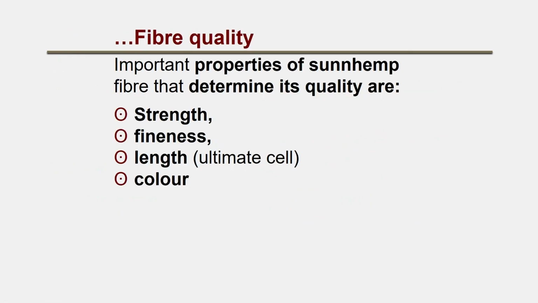Now fiber quality. Important properties of sannhemp fiber that determine its quality are the strength of the fiber, fineness of the fiber, length of the fiber, particularly the ultimate cell, and color of the fiber. So these are the four important fiber quality parameters in sannhemp.